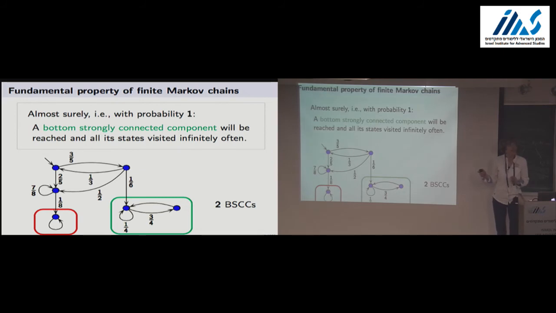What are bottom strongly connected components? What does it mean? Well, we consider just the graph, and then a strongly connected component is some maximal set where whenever you pick two states, they can reach each other via a path. And bottom means they have no transition going out. So let's say here would be another strongly connected component, which is non-bottom because it has some transitions outside.